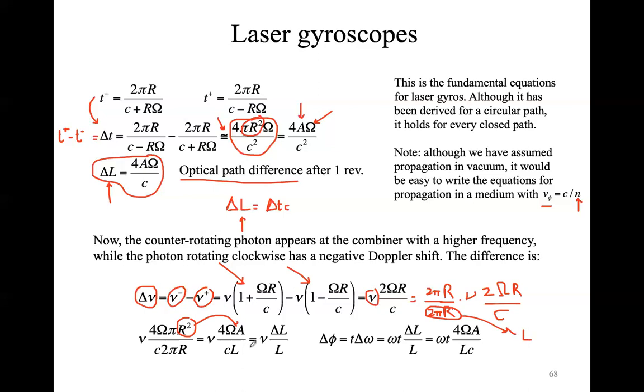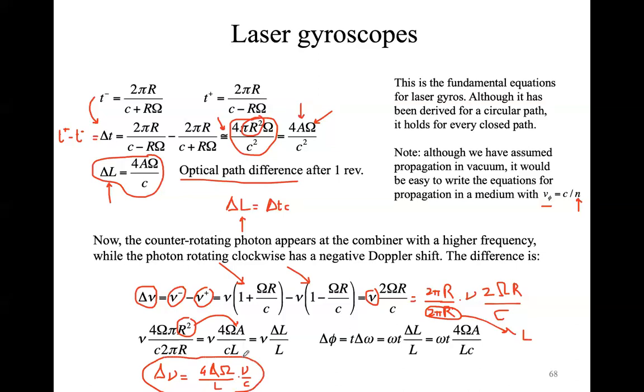So at the end, an interesting formulation before arriving at this one is that your delta nu, the beating frequency, the difference between the two signals, is equal to 4 times the area of the ring times omega, divided by, so you can multiply by c, nu times divided by c, L. This delta nu is your measurement, basically.